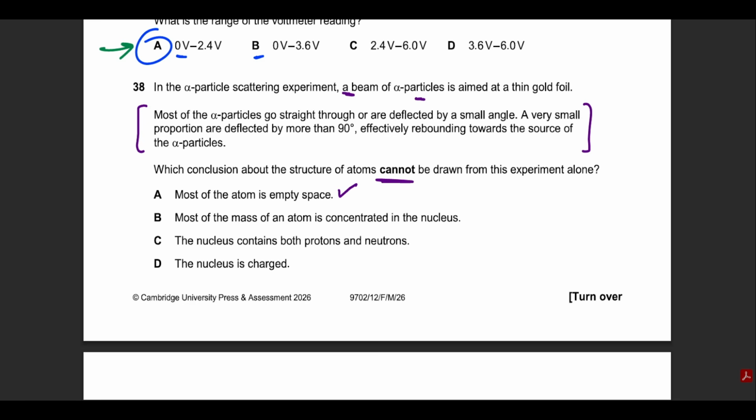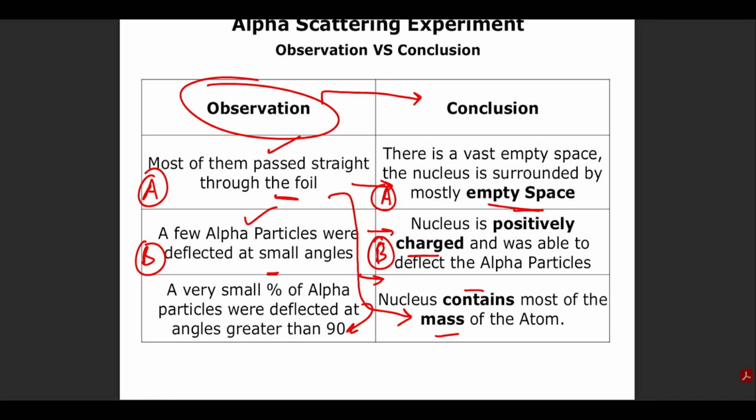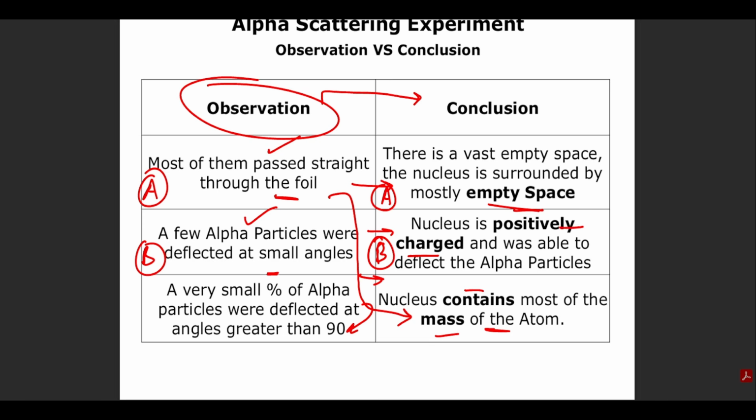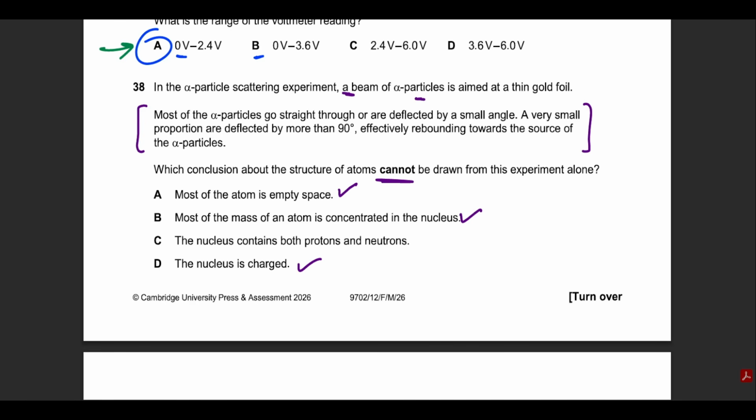So atom is mostly empty space. Yes, we can. Concentrated the mass of the nucleus. Yes, we can. This is point number 3. The nucleus is charged. Yes, we can. It is positively charged, but yes, we can acknowledge that. But it contains neutrons and protons. This is what we cannot know, because neutrons have no charge on them.